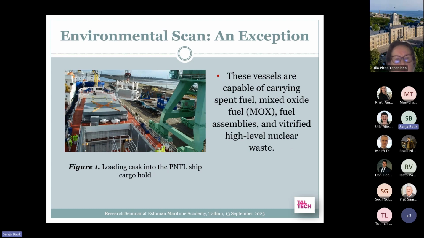In this slide, you can see how this cask or container with nuclear fuel is loaded into the PNTL ship. And it is to be said that these ships are capable of carrying spent fuel, mixed oxide fuel, fuel assemblies, and vitrified high-level nuclear waste.